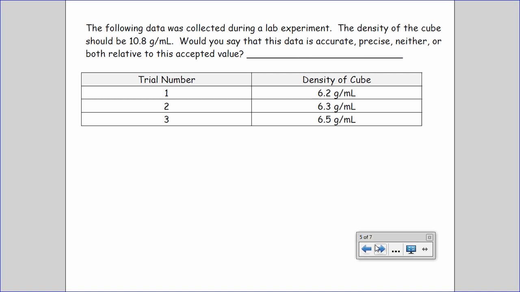The following data was collected during a lab experiment. The density of the cube should be 10.8 grams per mL. Would you say that this data is accurate, precise, neither, or both relative to the accepted value? So if we're looking at our trials, 1, 2, and 3, the density of the cube turns out to be 6.2, 6.3, and 6.5. But the result that they should have gotten was 10.8. So you have to decide, is this data accurate, precise, or neither? Think about that. Pause it for a second.